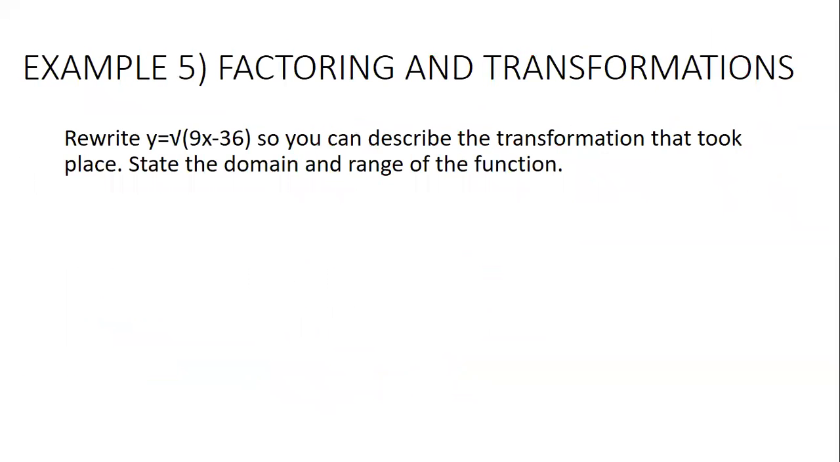Okay, cool. Last one, just making sure you're comfortable with factoring transformations. So again, reiterating what that meant was here, if I have the square root of 9x minus 36, before I can describe the transformation, I need to factor what's underneath the radical. And so that leaves me with y equals the square root of 9(x minus 4). Now that I've done that, now I can describe the transformation.